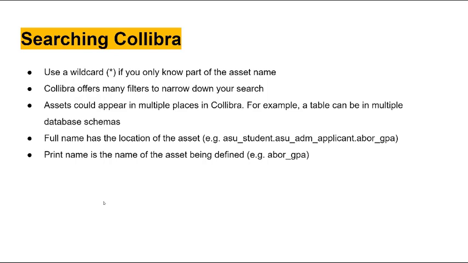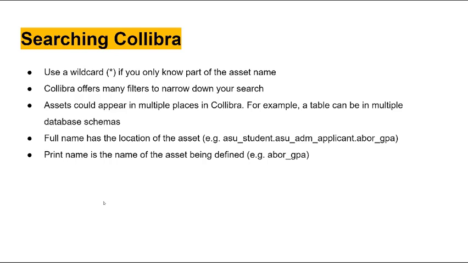Collibra is not Google, so it's not what you're used to where you type in a term and it knows what you're thinking and gives you exactly what you want. You are going to have to work with it a little bit to narrow down those results and get exactly what you want. And as we fill out the data catalog and get more information in there, the search will become easier. Now, assets in Collibra can appear in multiple places. For example, a table can be in multiple schemas, and in that case, in your search results, each schema is going to appear. So using the full name of your asset is going to help distinguish between those.